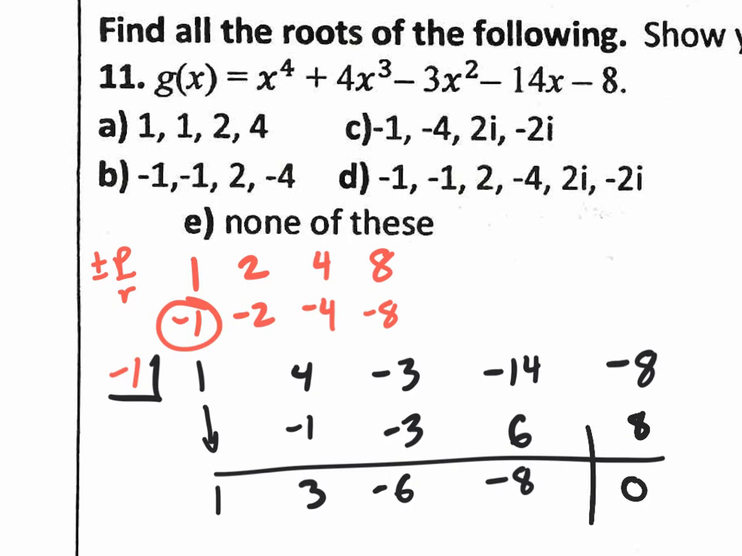Remainder 0. That means we found an answer. X equals negative 1. Yay. So we have one answer. We need another answer. So again, we're not going to guess at 8 because 8's not even on there.